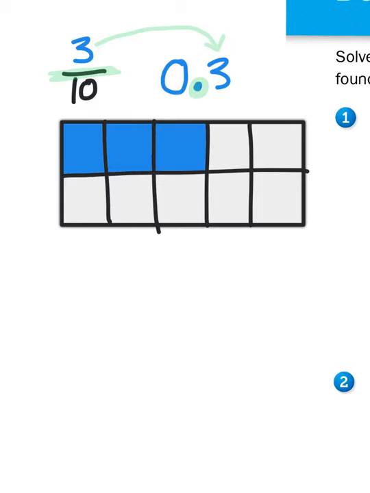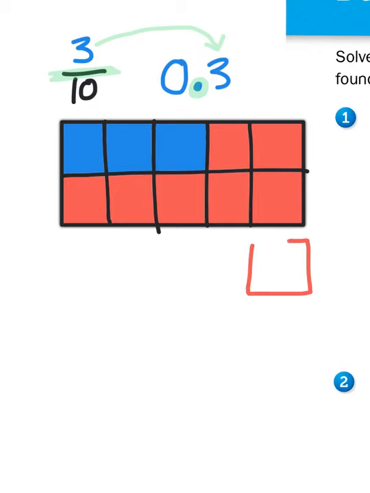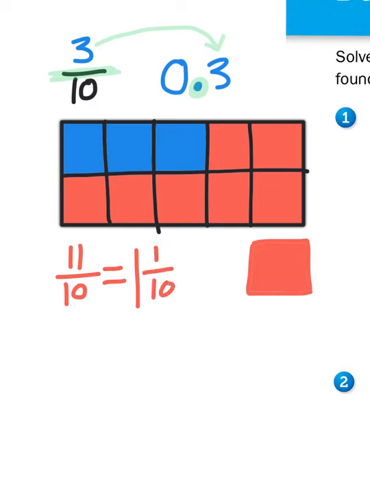Now, if I were to represent a different amount, let's say I completely fill in this rectangle, that would be 10 tenths. And then let's say I added one more tenth, and that would make it 11 tenths. Oops, that did not fill all the way. There we go. So 11 tenths can be represented in a number of ways. I put the 11 as my numerator over the denominator, but it also can be represented as one whole. That would represent the entire rectangle, and then 1/10, the extra tenth that's off to the side, 1 and 1/10.